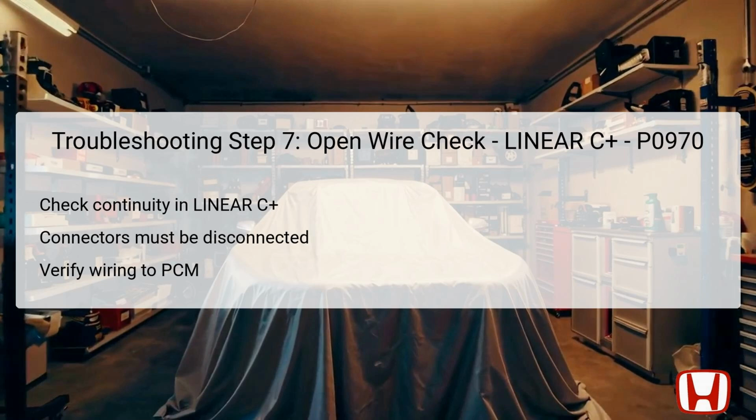If continuity tests positive, this signifies the wiring is intact, and one must consider updating the PCM with the latest software or substituting it with a known good PCM to validate repairs. Conversely, if continuity is absent, it confirms an open circuit in the linear C+ wire, requiring immediate attention to repair and ensure a reliable connection to the PCM.